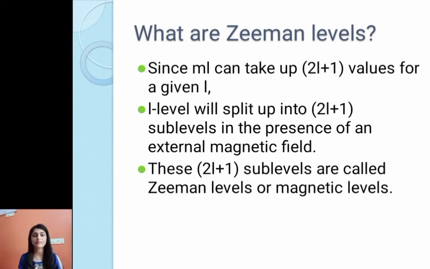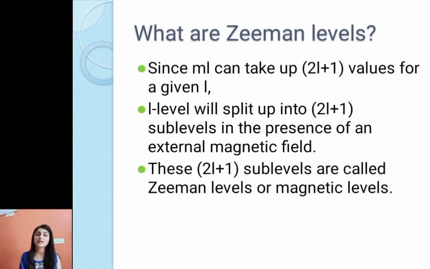So what are Zeeman levels, or what are magnetic levels? Here we know that the magnetic quantum number ml can take 2l plus 1 values for a given L. So the L level will split up into 2l plus 1 sublevels in the presence of an external magnetic field. What happens? We have an L level, and corresponding to each value of L, there are 2L plus 1 values which ml can take. So that L level will split up into 2L plus 1 levels in the presence of an external magnetic field. These 2L plus 1 sublevels which are formed because of the splitting of the L level in the presence of a magnetic field are called Zeeman levels or magnetic levels.